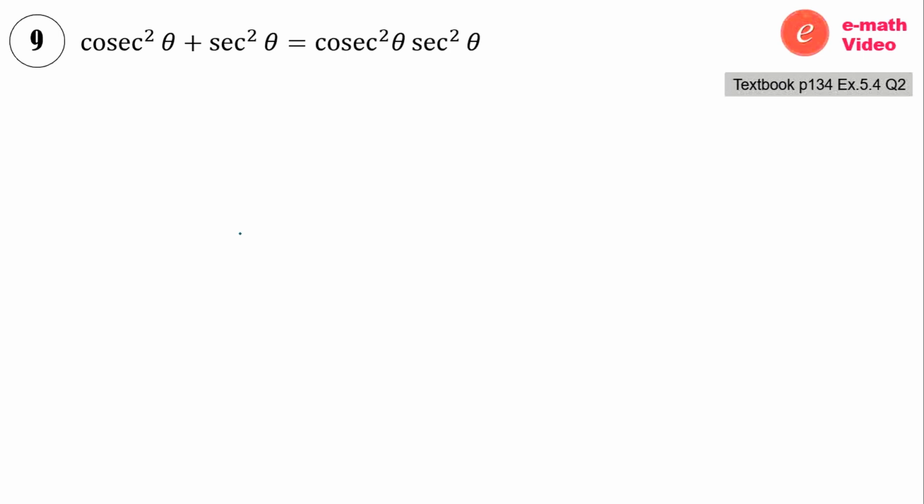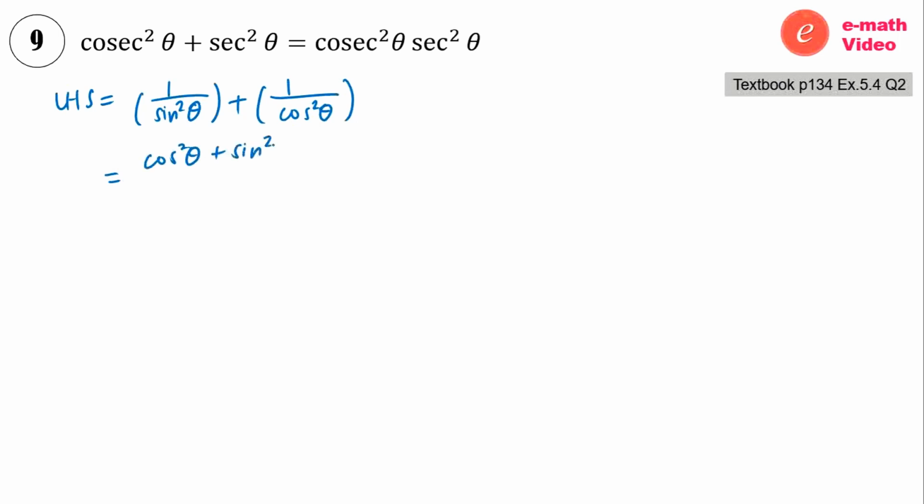Number 9. Cosecant square plus secant square. Okay, for this one, we will start from left hand side because the left hand side is more complicated. We have 2 terms here, and on right hand side we just have 1 term. Left hand side equals to cosecant square is 1 over sin square theta plus 1 over cos square theta. We just need to combine the fraction, then eventually we'll get 1 term, which is the same as right hand side. Okay, expand the bracket. So cos square theta plus sin square theta on top over sin square theta times cos square theta below.